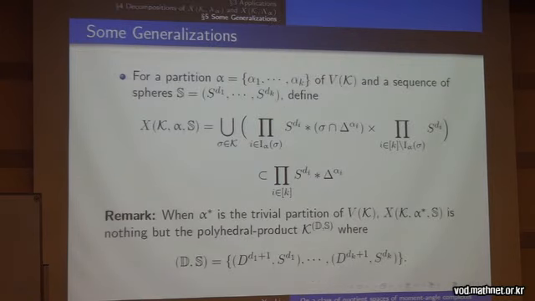Okay, from that viewpoint, we can generalize our construction to this setting. For a fixed K and a sequence of spheres, we can define a space in this way. The building blocks are like this. And if alpha is a trivial partition, then this is nothing but the generalized real moment-angle complex, right? But if it's non-trivial, then this is a slightly wider space.